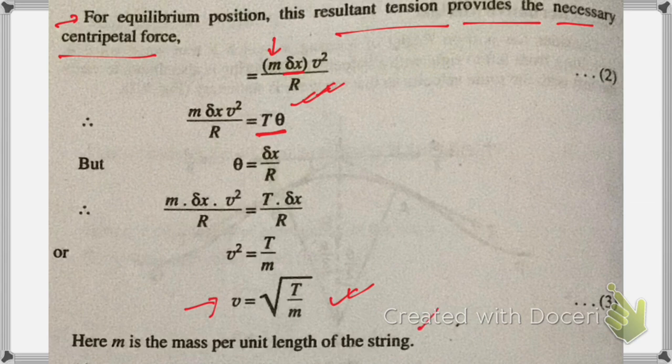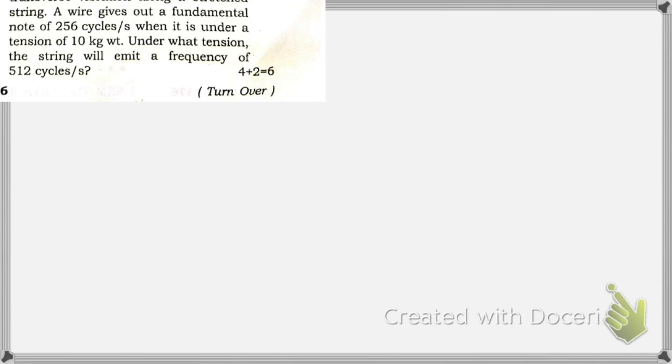Now let me go to the numerical part. In the same question we have another part here. A wire gives out a fundamental note of 256 cycles per second when under a tension of 10 kg weight. Under what tension will the string emit a frequency of 512 cycles per second?